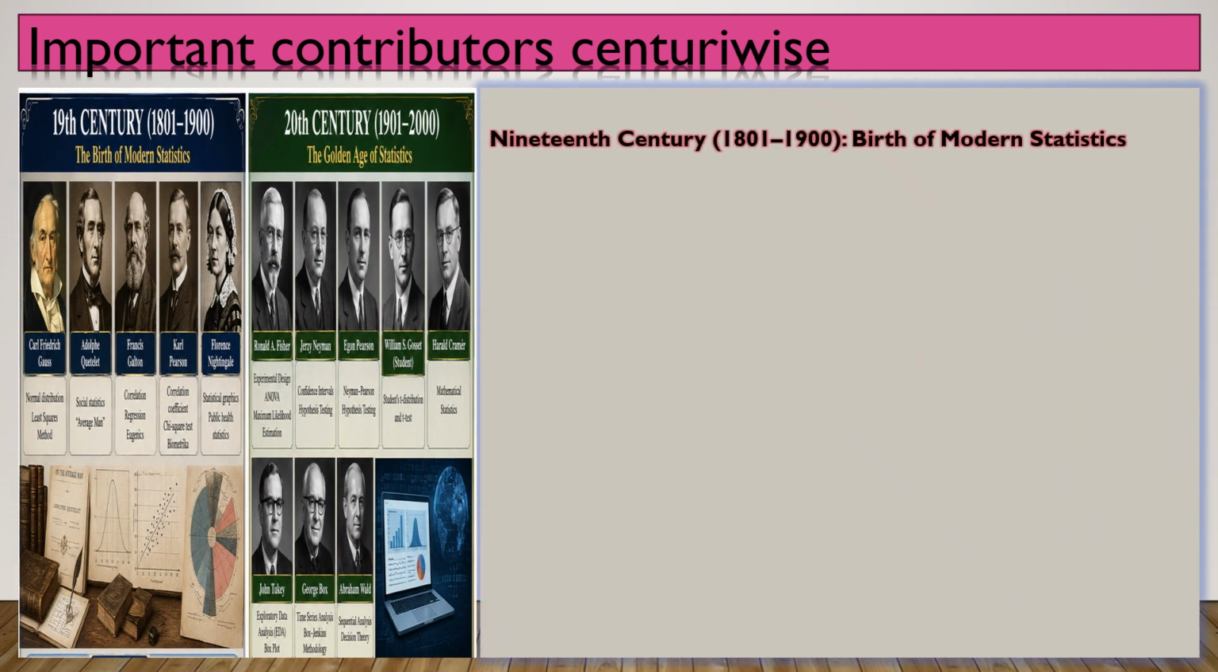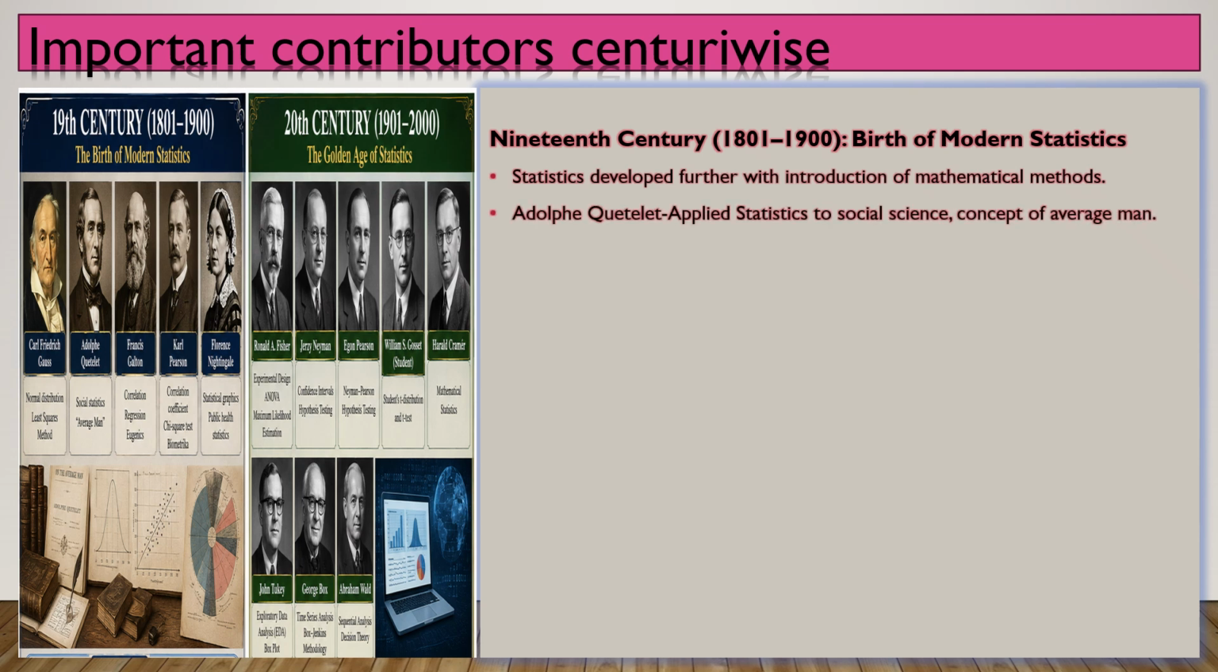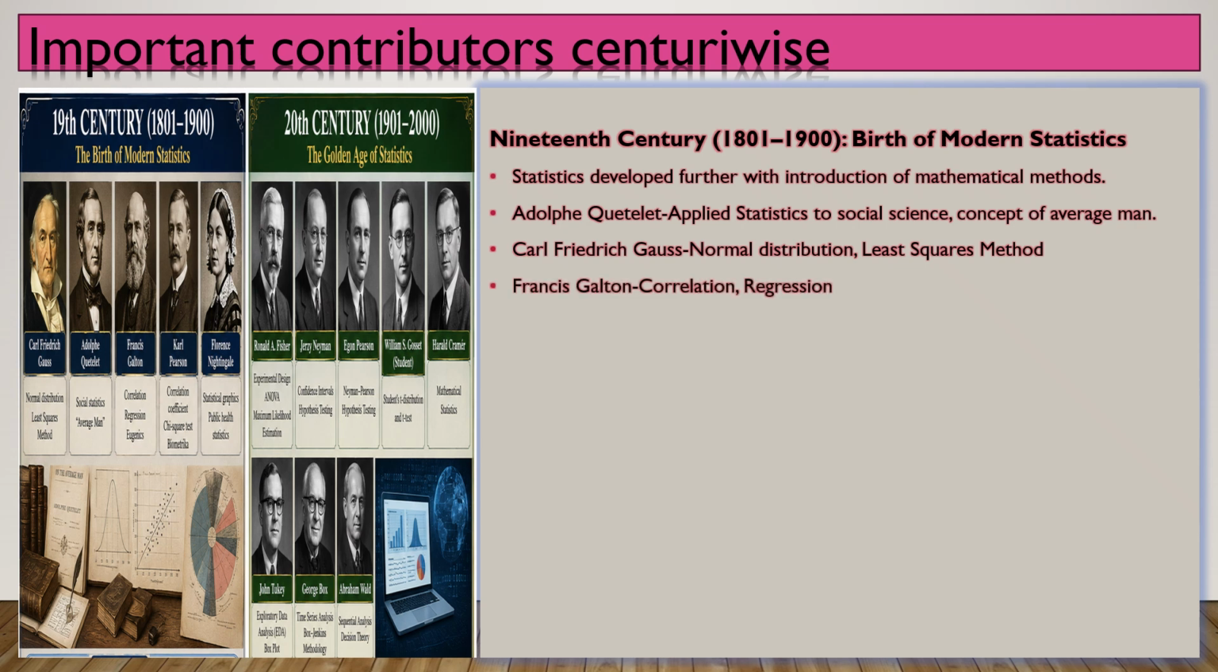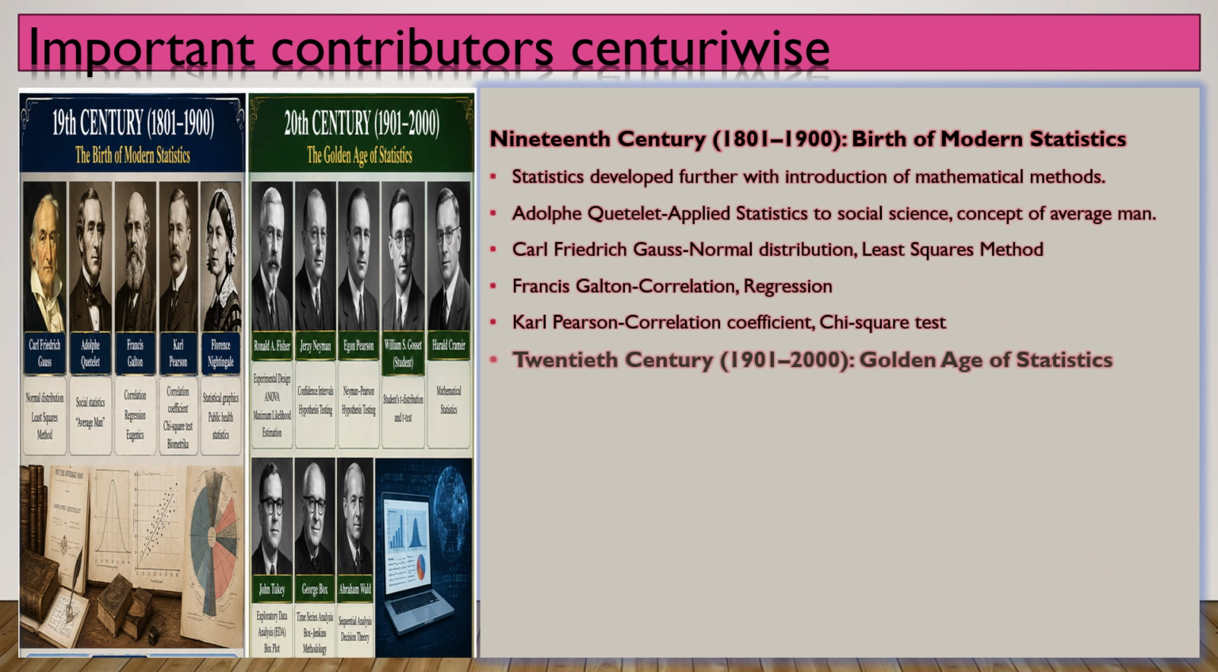The 19th century laid the foundation of mathematical methods in statistics, where Adolphe Quetelet applied statistics to social science. Carl Friedrich Gauss introduced the normal distribution and least squares method. Then different techniques and tools of statistics such as correlation, regression, correlation coefficient, and chi-square test were introduced by Galton and Karl Pearson respectively.